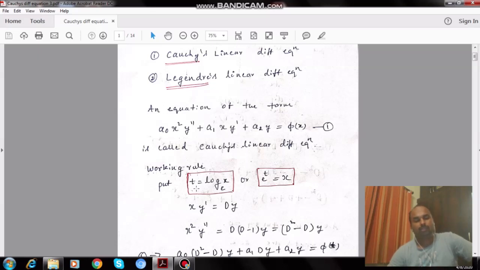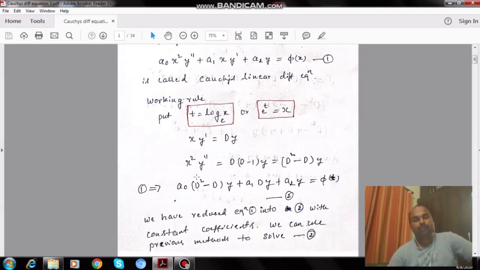We'll make the substitution t equals log x to base e, or e power t equals x. So x y dash equals Dy. x square y double dash will be D into D minus 1 into y, which is nothing but D square minus D into y. Now you can substitute these things in the given differential equation, so that we'll get a naught D into D square minus D into y plus a1 into Dy plus a2 y equals phi of t. On the right hand side also you should replace x by t. So we have reduced an equation with variable coefficients to an equation with constant coefficients.